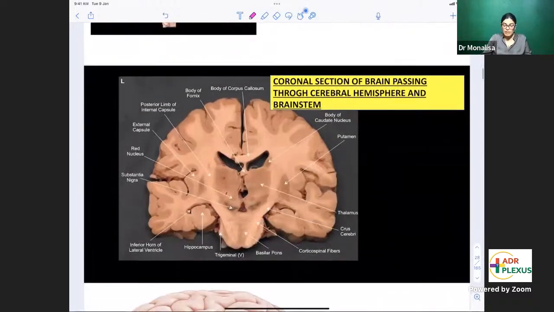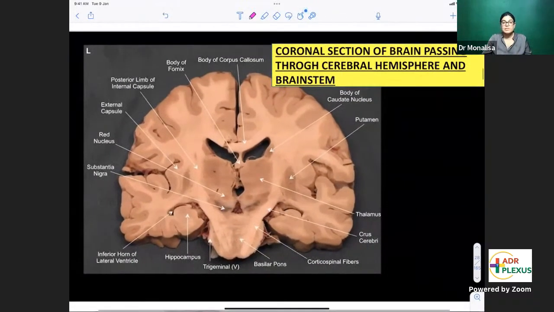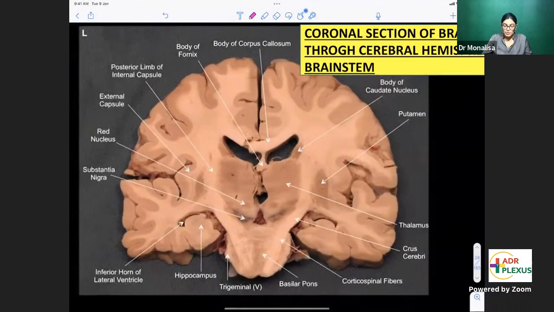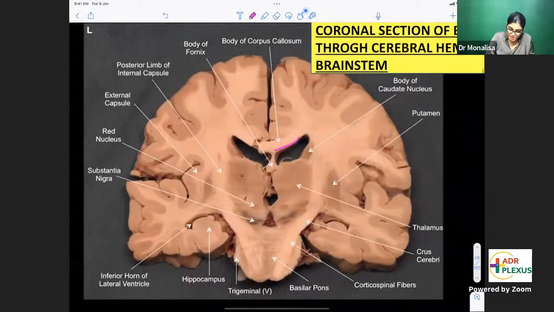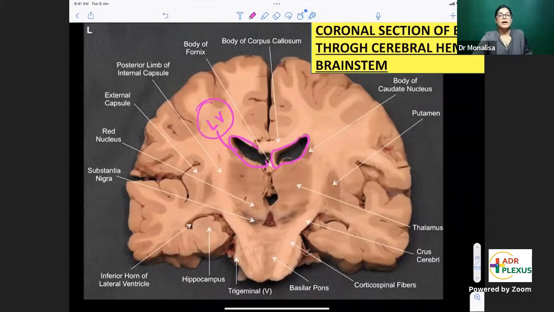It is the lateral ventricle. See this coronal section. This is the coronal section of the cerebral hemisphere and the brainstem. You can see the cavity which was asked about is this cavity, and this is LV for lateral ventricle. So it is quite clear that the space which was asked about here was the lateral ventricle. Yes, you are absolutely right.